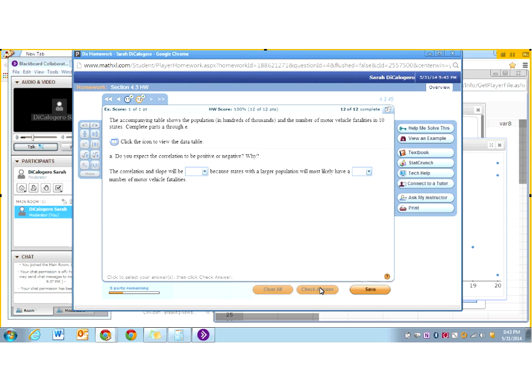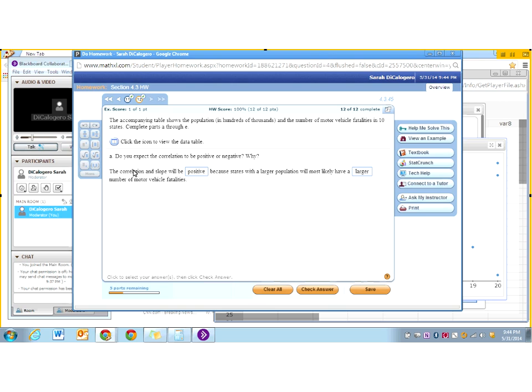All right, so first of all, if I just had to guess, for the population and the number of motor vehicle fatalities, my guess would be states with higher populations are going to have higher motor vehicle fatalities because you just have more people living in them. So the correlation and slope will be positive or negative? States with a larger population will most likely have more motor vehicles. So let's go with positive.